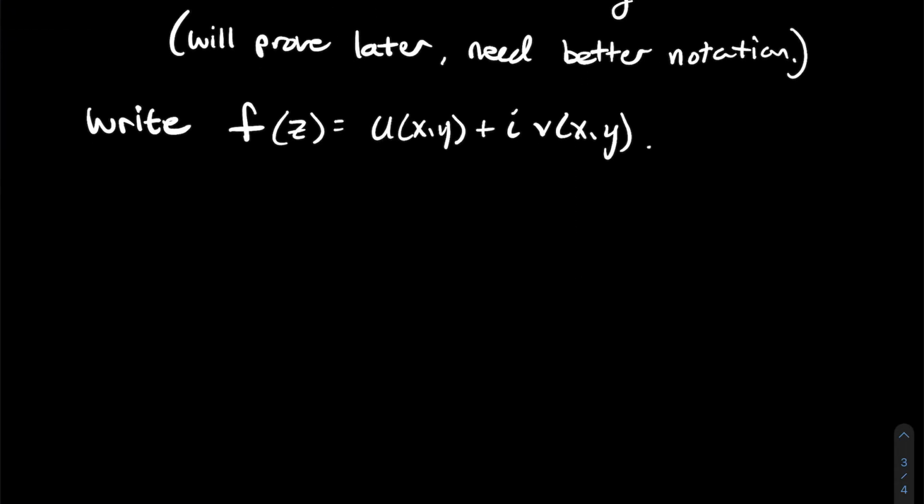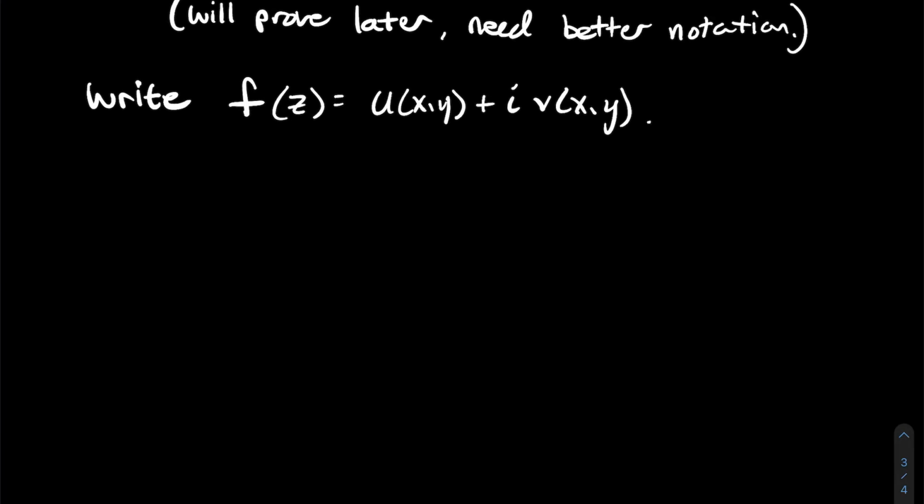And similarly, v is the imaginary part of the function f. So, and I'm going to use my, nicer, in my opinion, notation for partial derivatives with the subscript. If I take the partial derivative with respect to x of this function, that should just be the partial of u with respect to x plus i times the partial of v with respect to x.